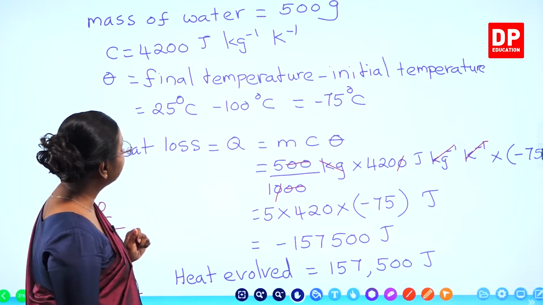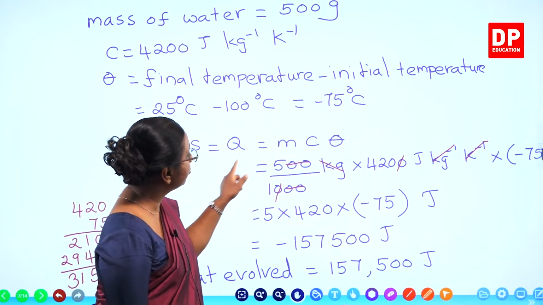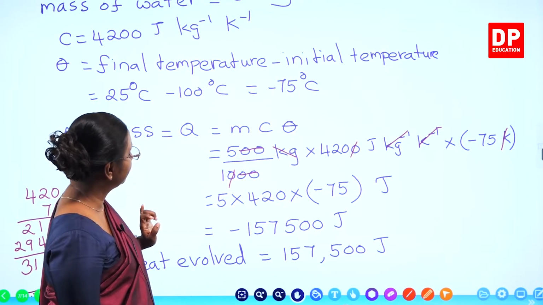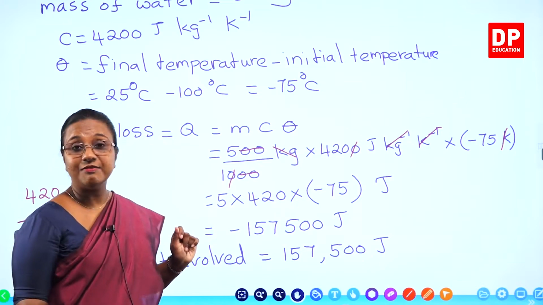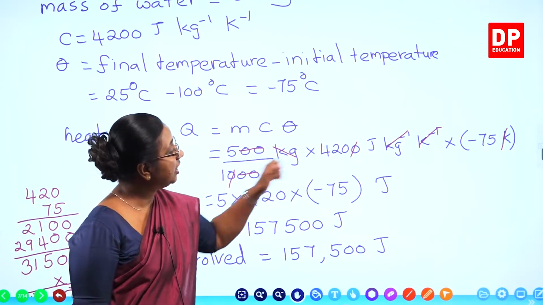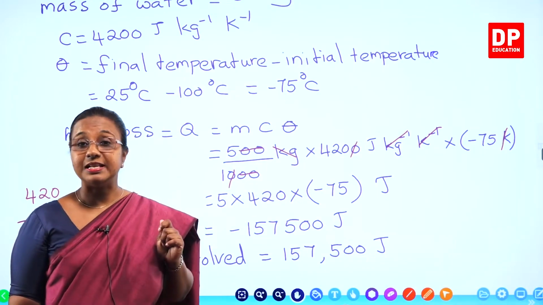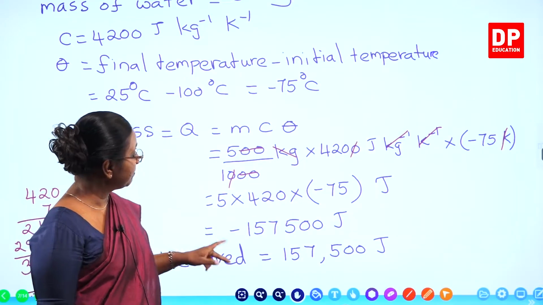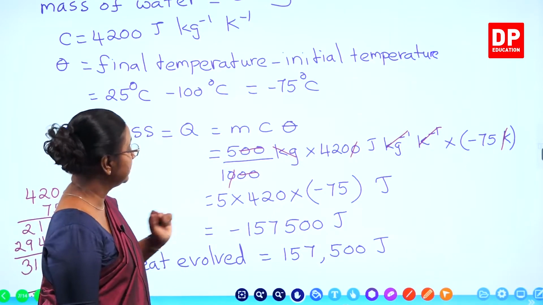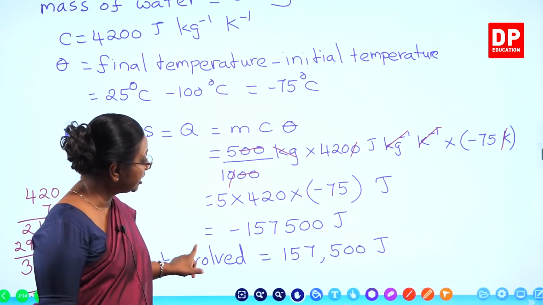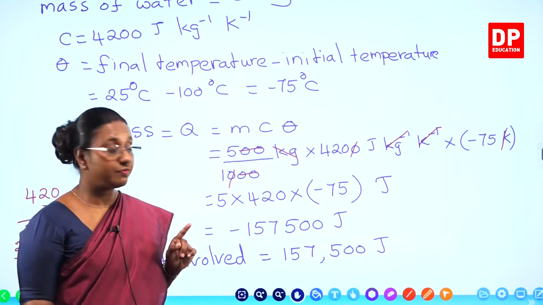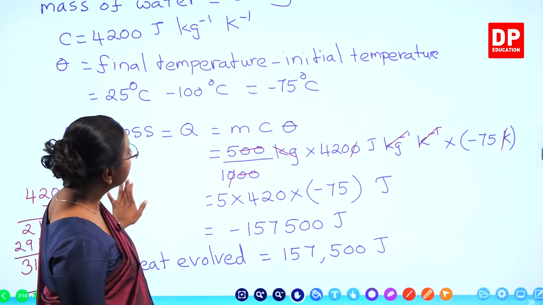So when we calculate heat loss, that is equal to Q equals MC theta. And you substitute the values there. You can see 500 divided by 1000, so that we get the unit in kilograms, into 4200 into minus 75. So when you simplify, you get it as 5 into 420 into minus 75. We did the calculation here and we got the value as minus 157,500 joules. So the heat evolved.